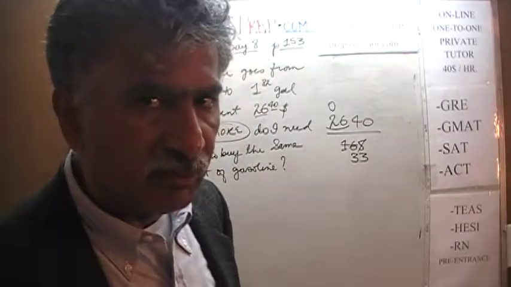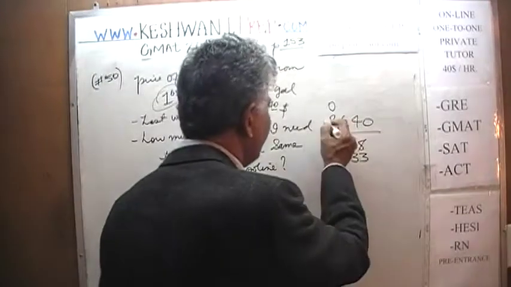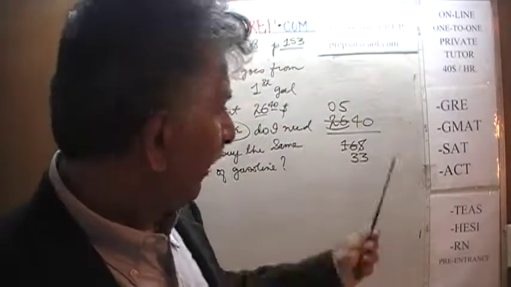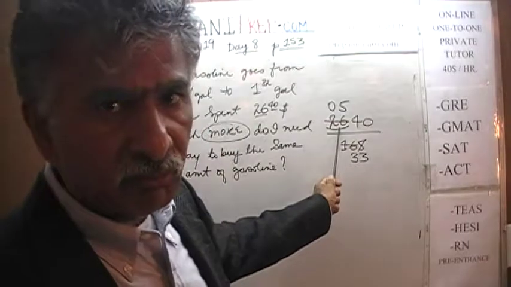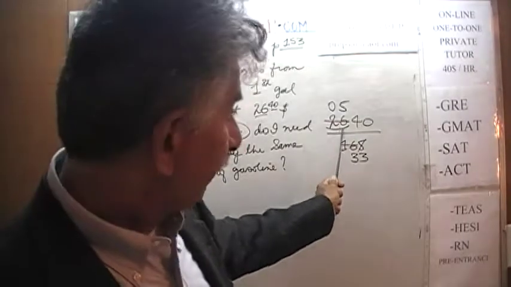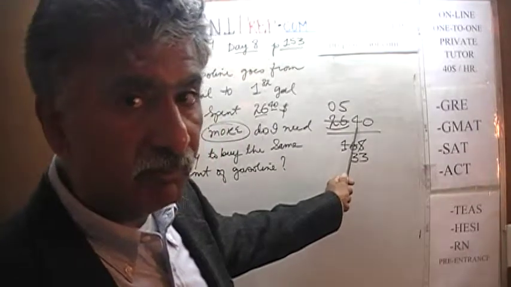How many 5s does 26 have? 26 has 5. 5 5s are 25. After we take away 25 from the 26, we have a remainder of 1. What happens to that 1? That 1 goes and joins the 4 and becomes a 14.